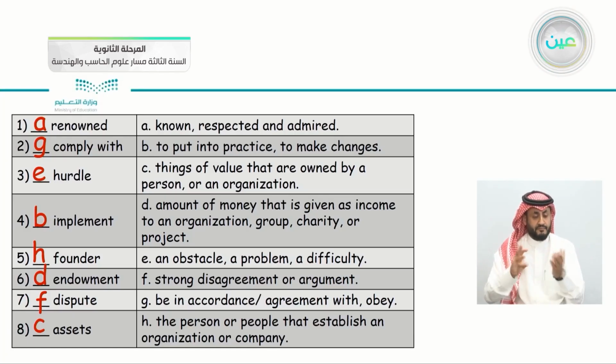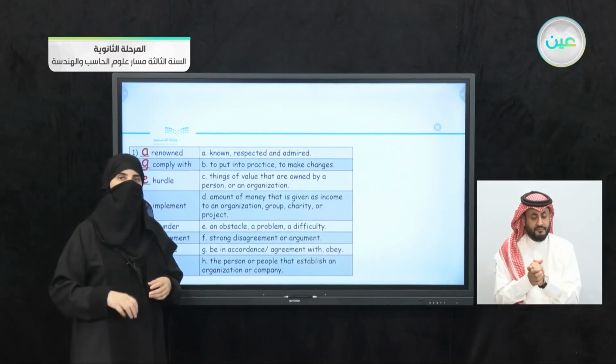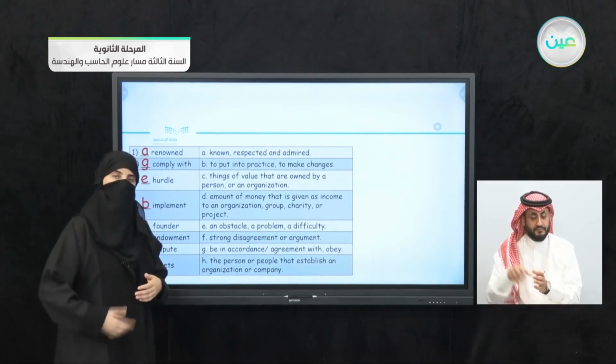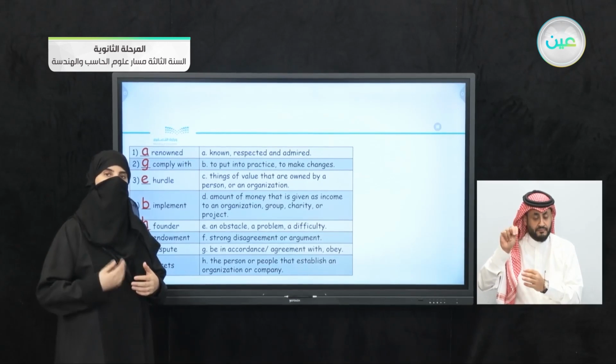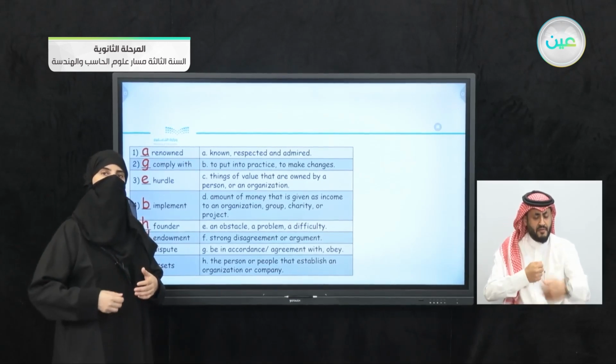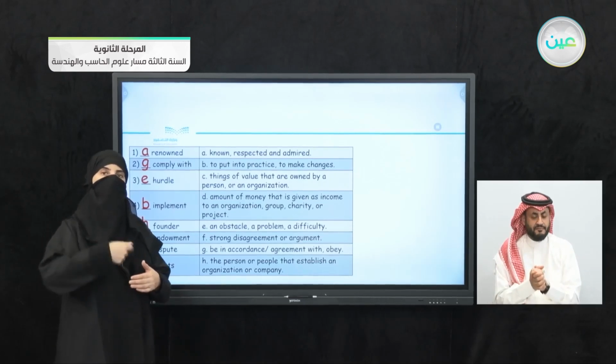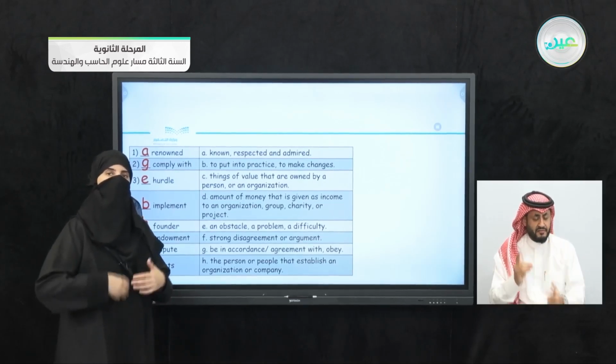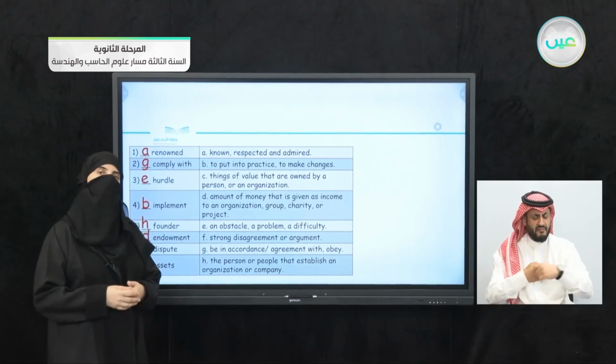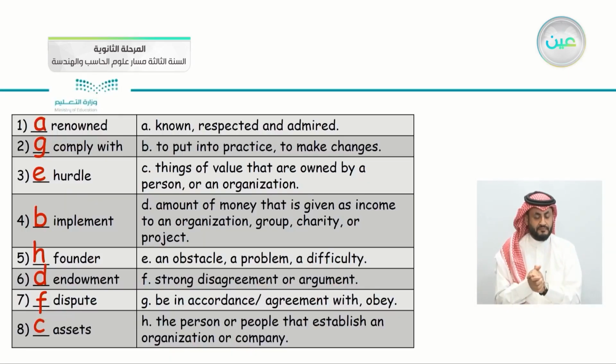Now, endowment, we can remember it because when you give money or you help people, you will help people who are less fortunate than you. So from the word endowment, you just remember that you are giving to the less fortunate. After that, we have the word dispute. Also, the word dispute, you can remember the meaning from the word disagreement.